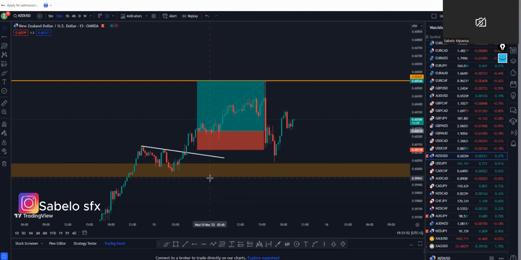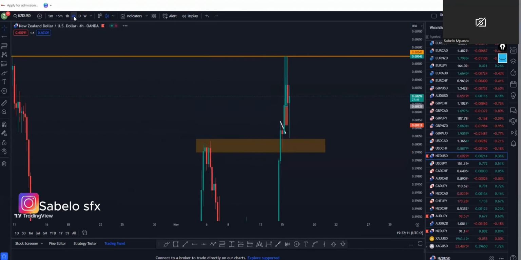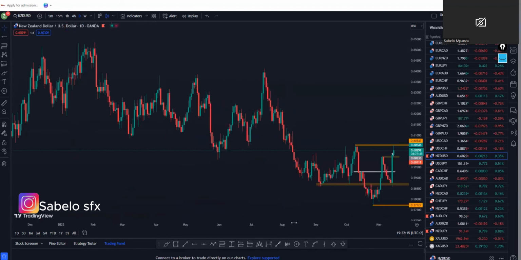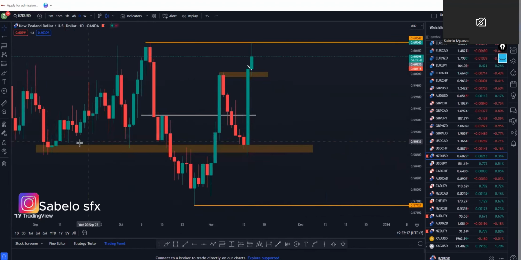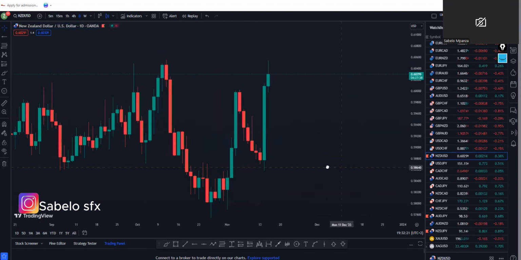We know that, okay, the pairs that you are going to trade is NZD. Okay, let's start with an example of NZD versus USD, which is in front of our chart here. Then now we need to go to the higher time frame, the daily. We start on the daily time frame. We are going to mark key zones.